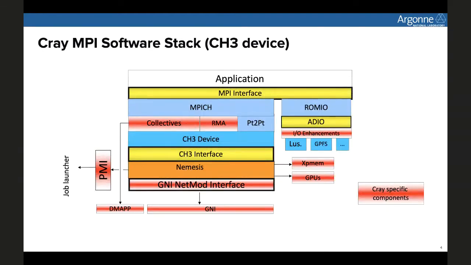For example, the collectives and the one-sided RMA are optimized specific to the Cray XC network. The collectives are optimized with topology-based collective optimizations, and I/O enhancements are also done. For shared memory-based collective optimizations, XPMEM is used, and there is some GPU support there as well.